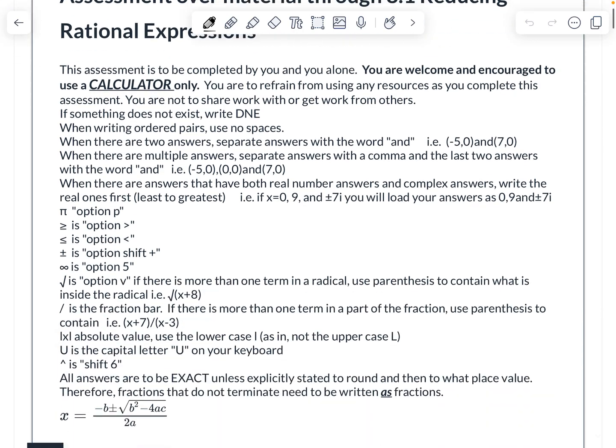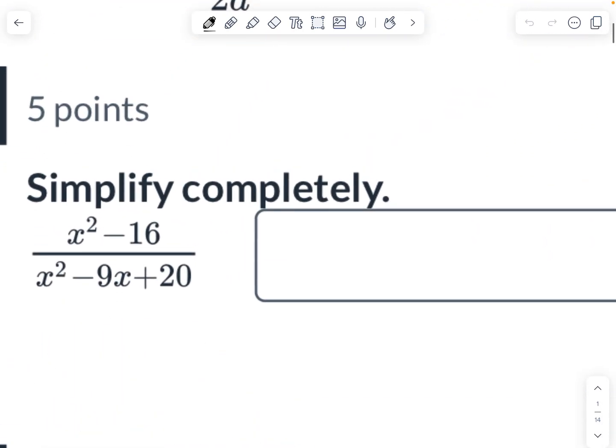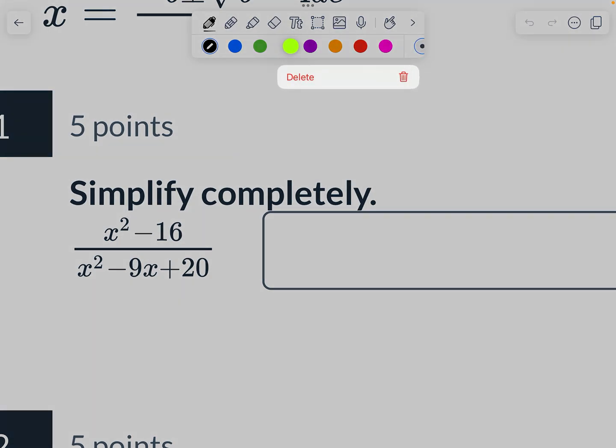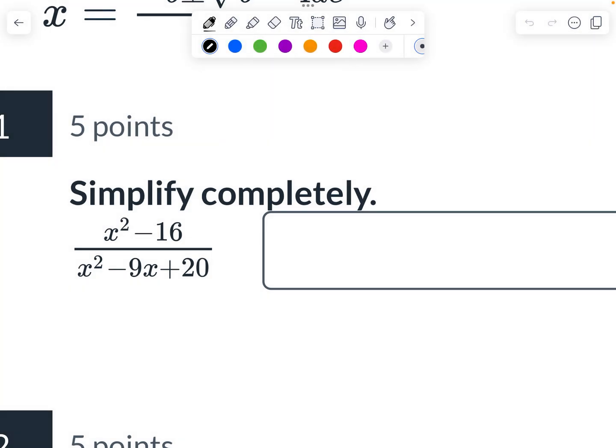All right, so we're going to factor completely. The first thing that I am going to notice is that the numerator is the difference of two perfect squares. So that is the difference of two perfect squares, so it's going to be factored as such.